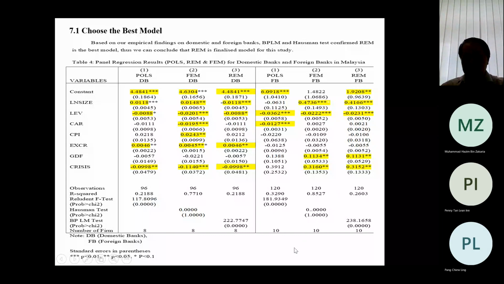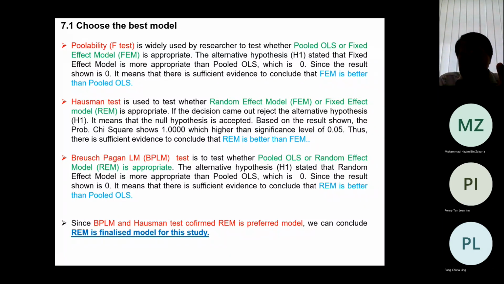0, 1, 0, 1. So what does it mean here? You go back to the table. Basically, you can see here the effect model, the alternative of this fixed effect model, is more than poolability, which is 0. Since the result shows 0, that means in this case I say FEM is better. Fixed effect model is better for the first test, the poolability test. Second test, I use the Hausman test, to test whether FEM is better or REM is better. Just now the probability test, I tested whether pooled OLS is better or fixed effect model is better. So this confirmed that FEM is better.